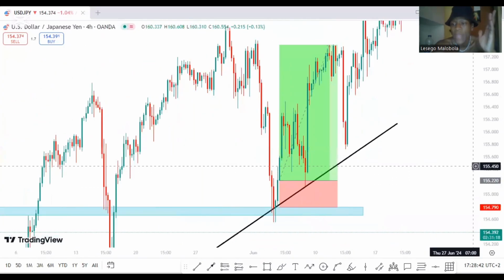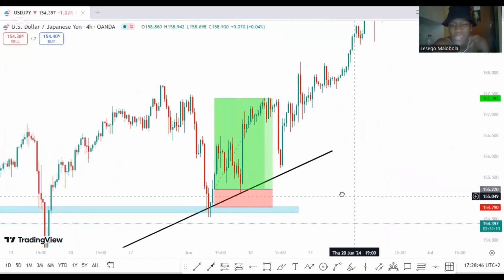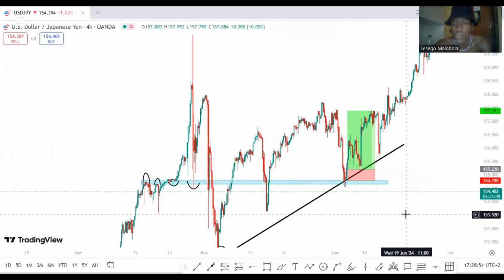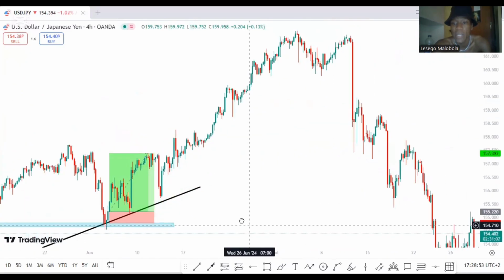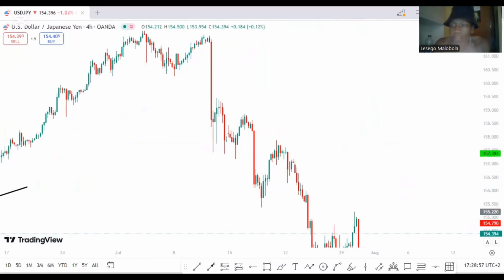So this is what I want you guys to backtest on a daily basis. I know backtesting is boring, but it's something you have to get used to. Backtesting is life, because that's how you strengthen your belief towards the strategy that you are using. So let's try finding at least one more example before we end the video.